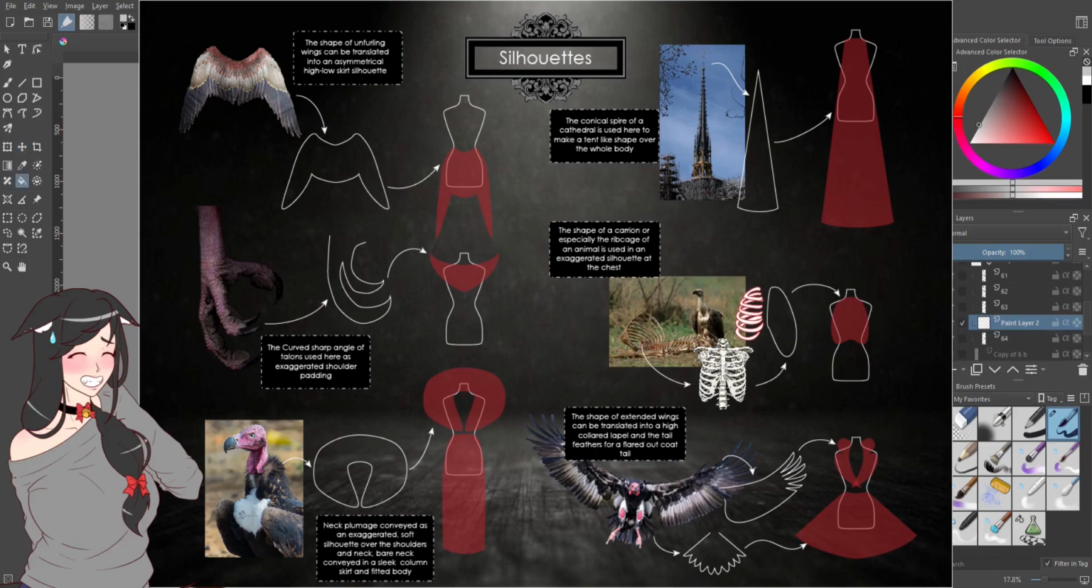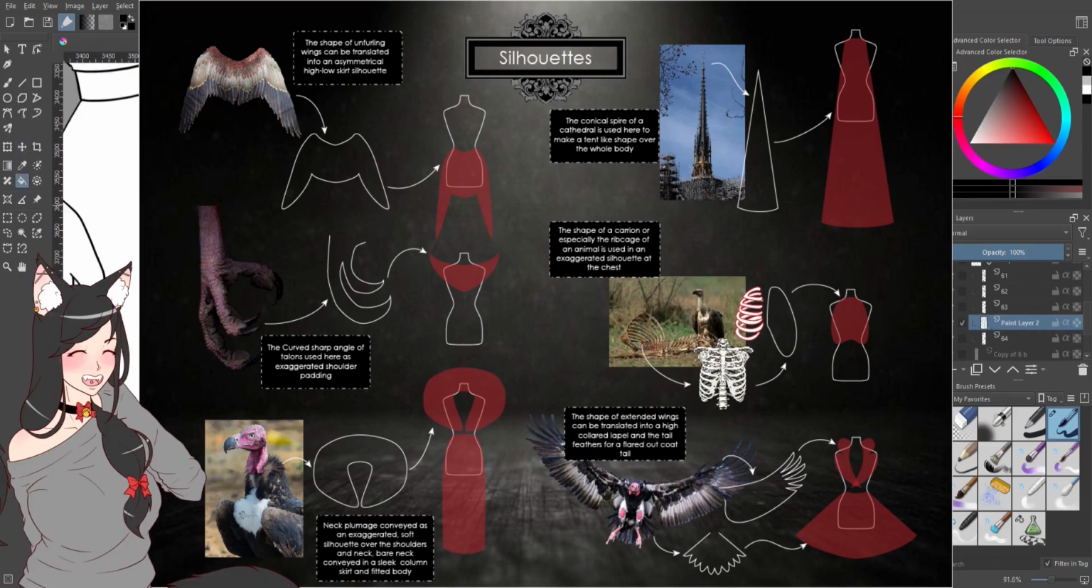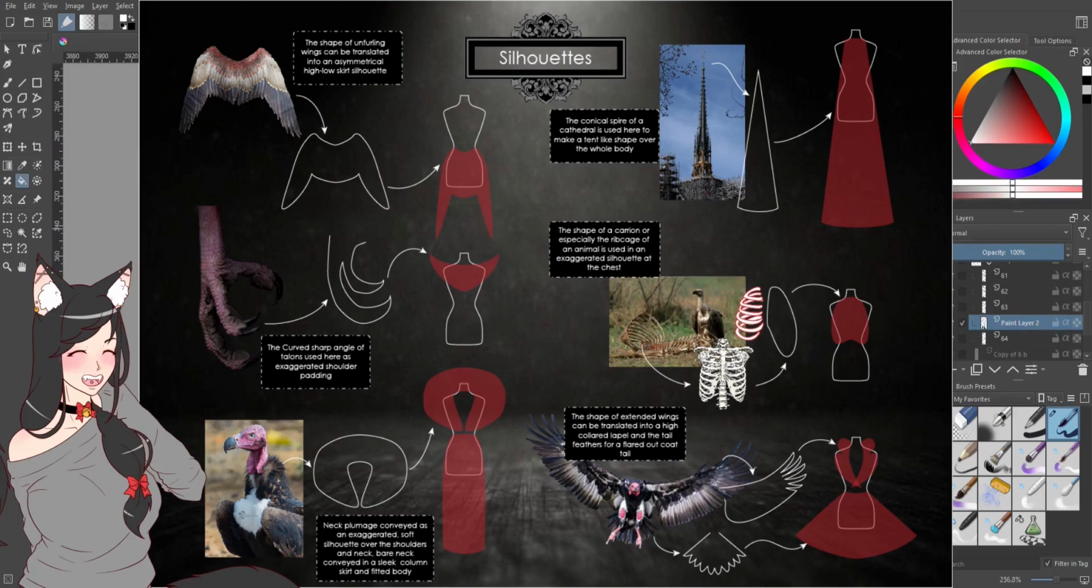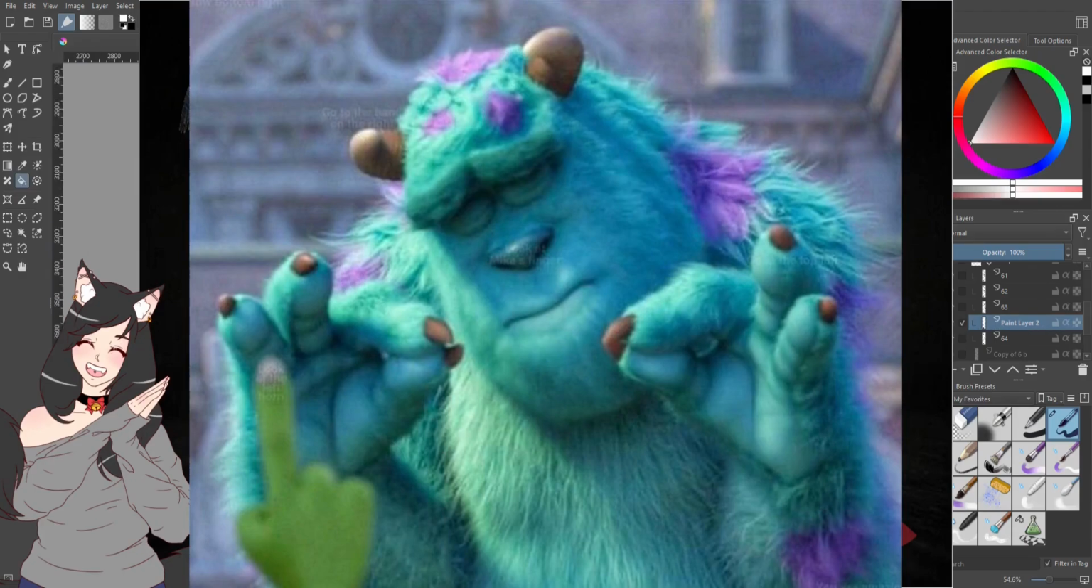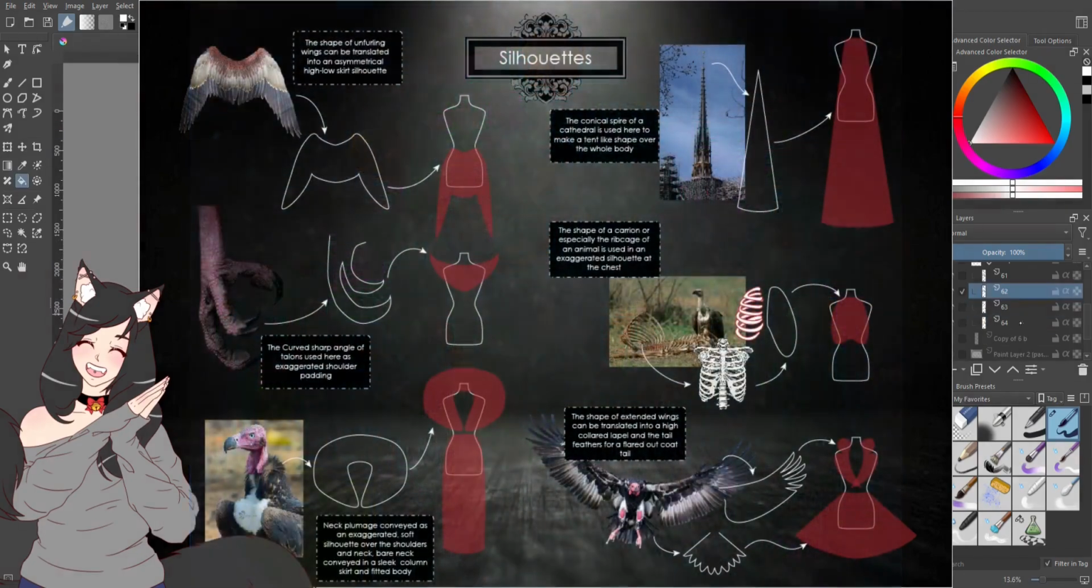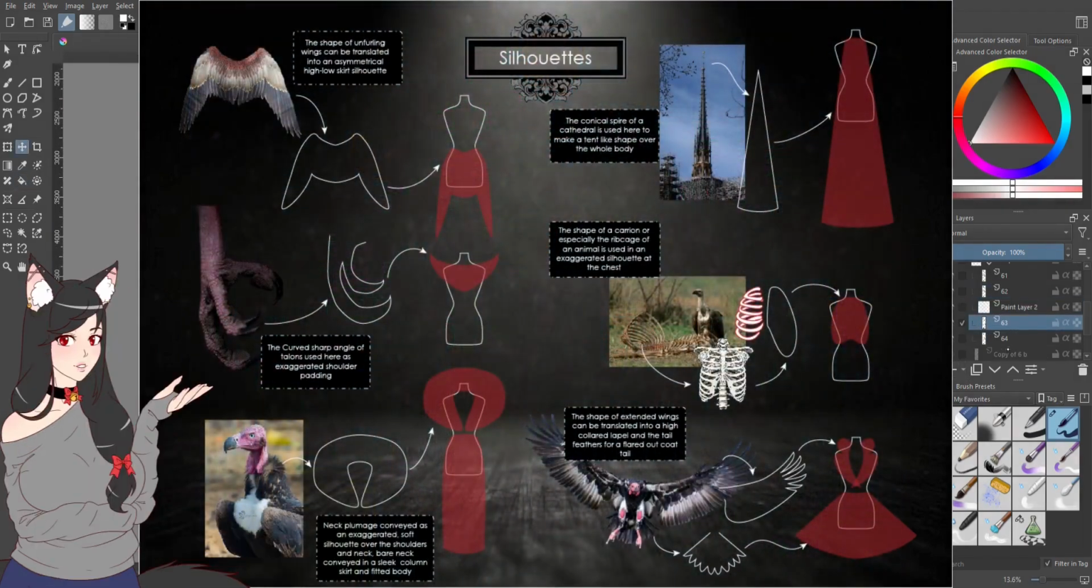I did not know at this point how I'm going to use it, but damn me, I am going to use it because it is just such a fun aesthetic to work with. It is visually so interesting to me. Of course, with vultures comes the gorgeous, fabulous neck plumage, which can be conveyed as an exaggerated, soft silhouette over the shoulders and neck.